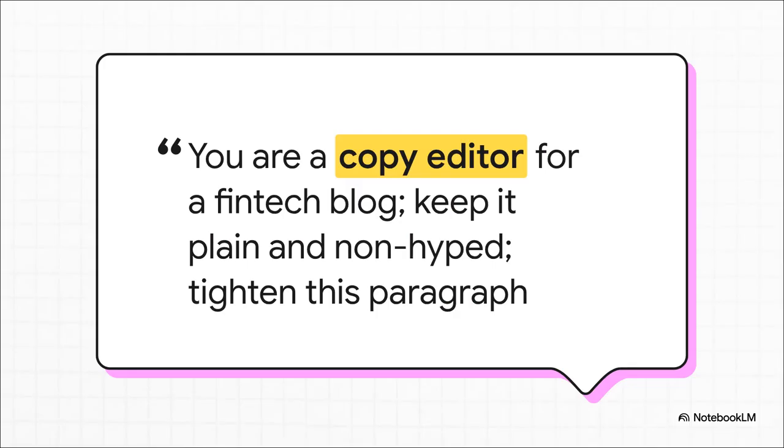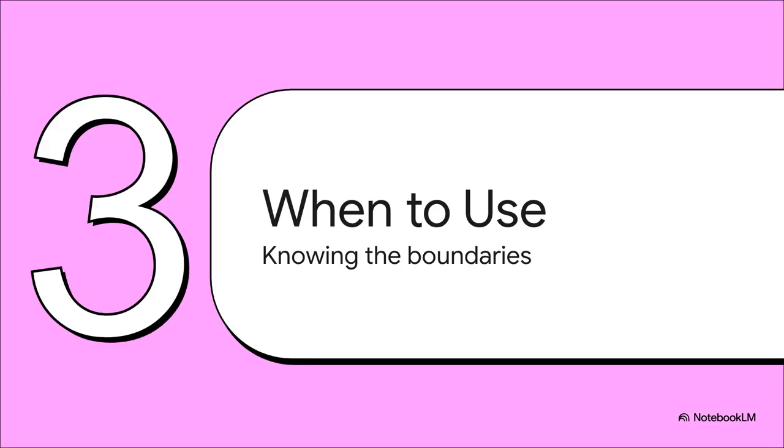For example, applying the formula to a fintech copy editor scenario guarantees a perfectly focused edit. Look at a prompt like this. You are a copy editor for a fintech blog. Keep it plain and non-hyped, tighten this paragraph. Boom, you have the role, the context, the constraints, and the ask all cleanly packed into one single sentence. Doing this up front prevents a dozen frustrating round trips trying to fix a tone that was never even defined in the first place.